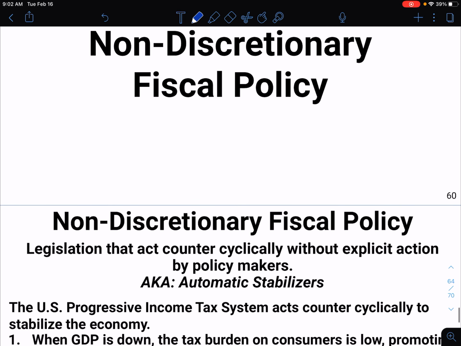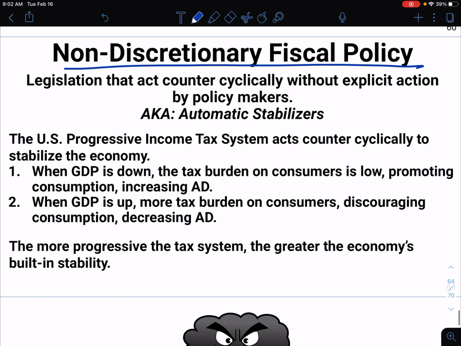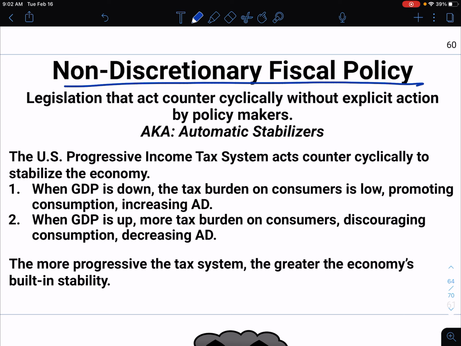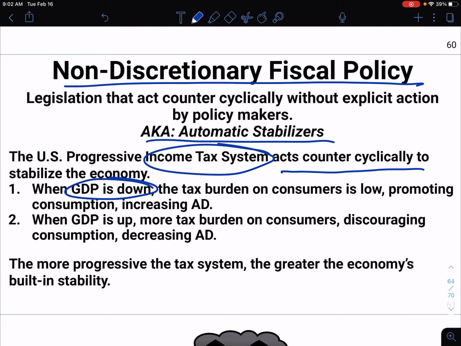Now let's switch to non-discretionary fiscal policy. We've just been talking about discretionary fiscal policy, but let's keep in mind that not everything is discretionary. There are plenty of fiscal stabilizers which are automatic, and we've talked about the income tax system already. It acts counter-cyclically to stabilize the economy. When the economy is down, the tax burden on consumers is lower, which will promote consumption and increase aggregate demand, or at least decrease it less than it would if people were paying more in taxes.